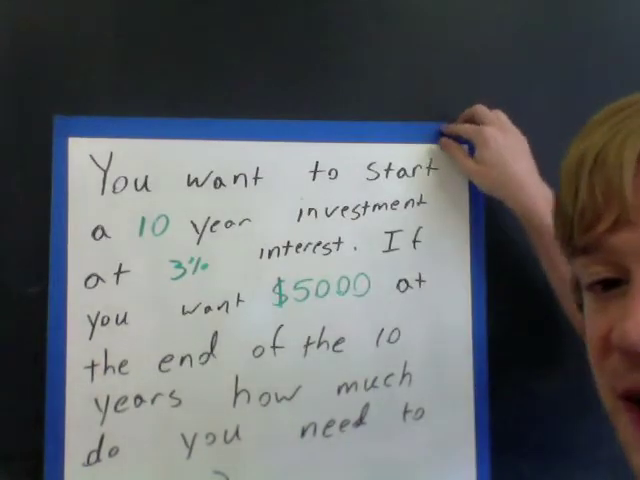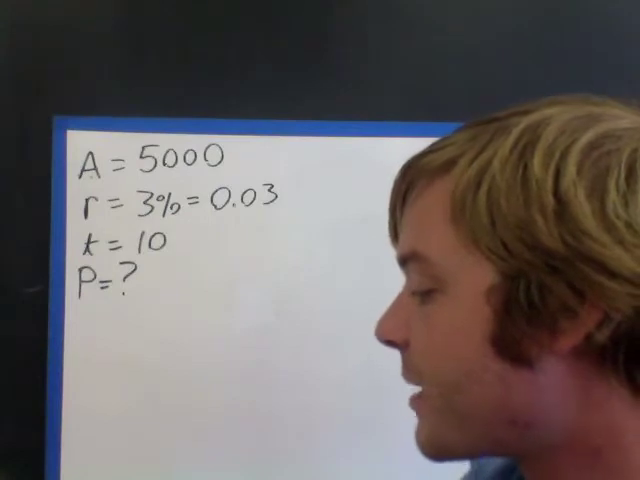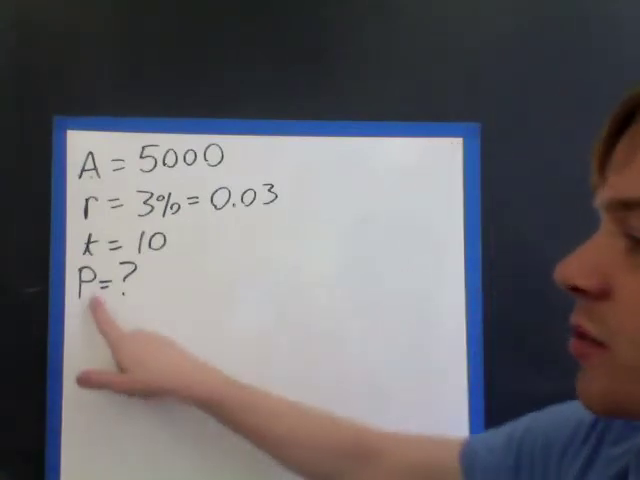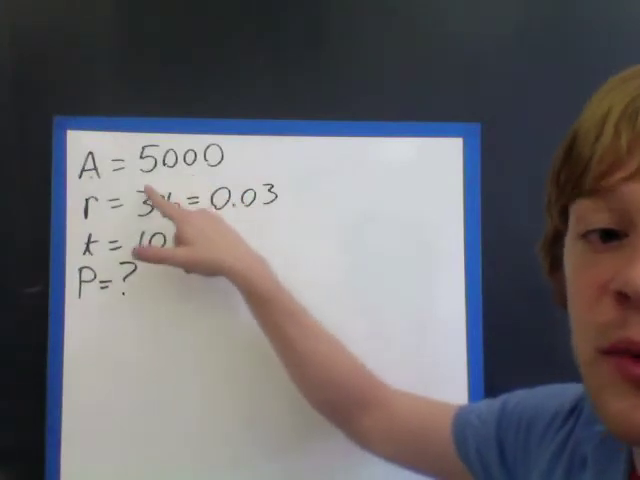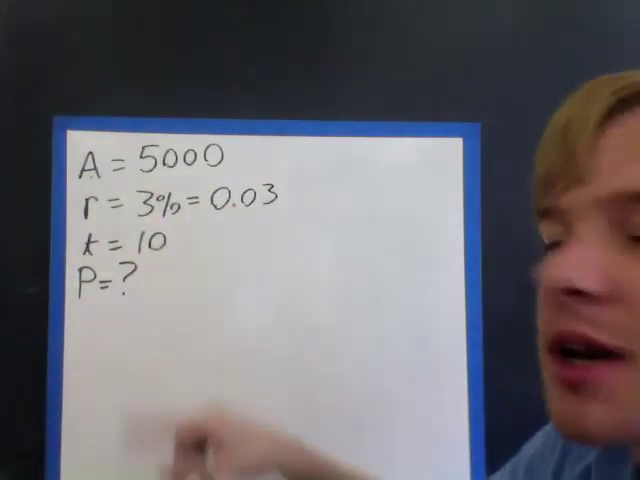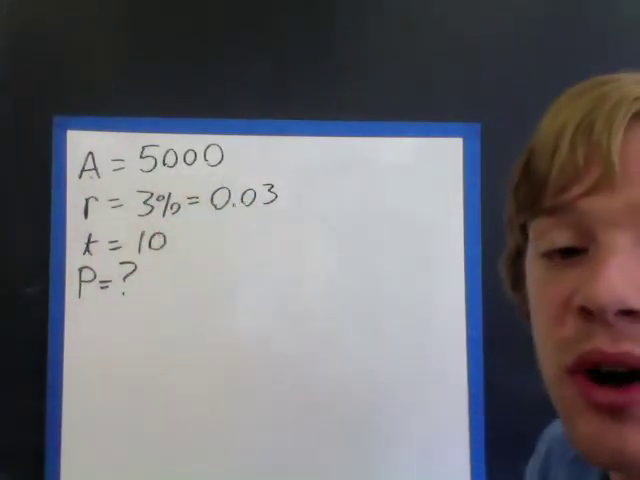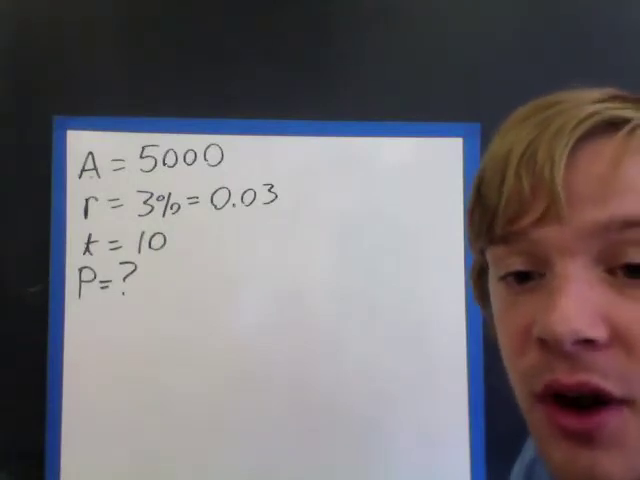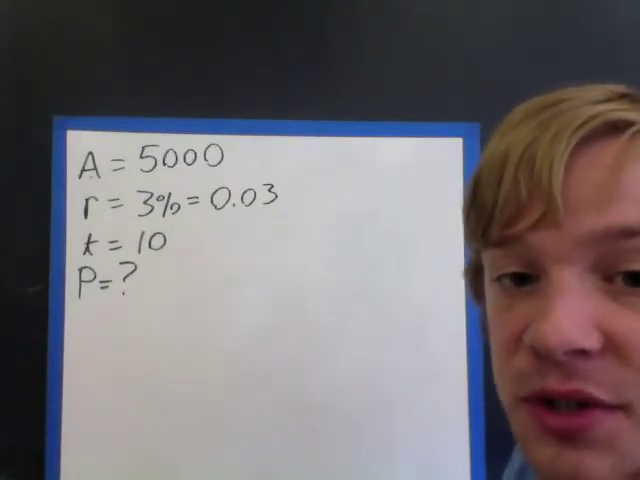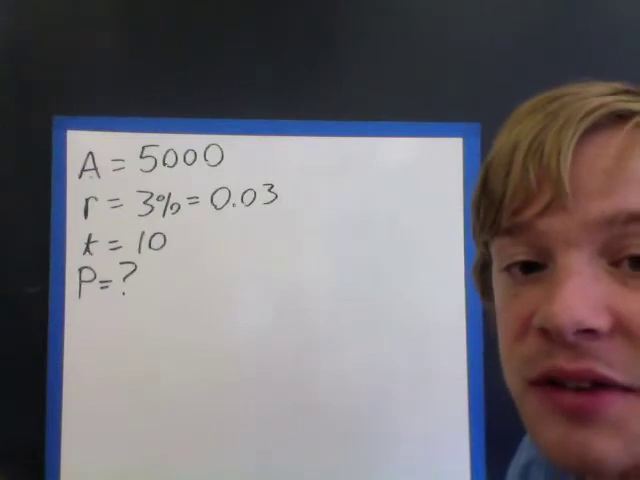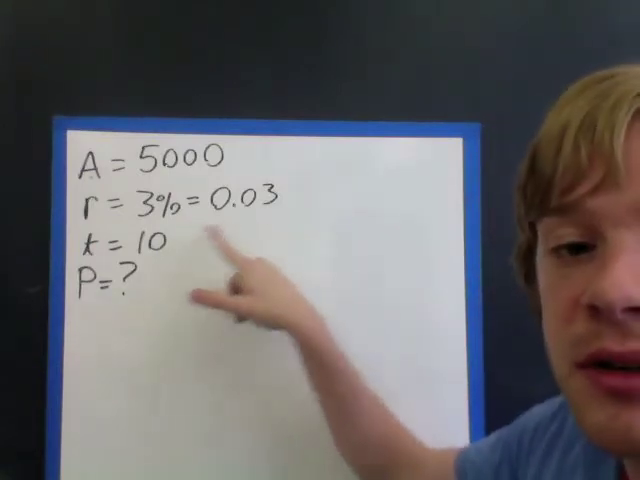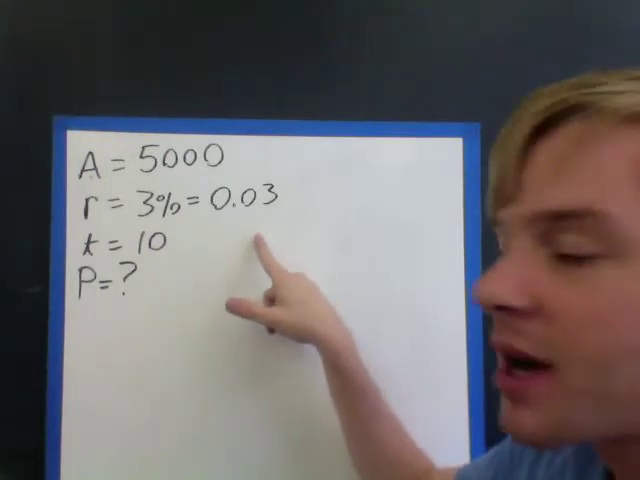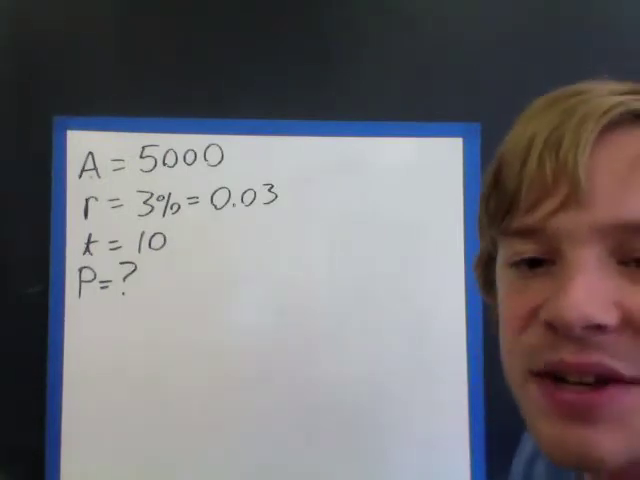So we're going to use the same formula as last time, but this time we don't know what P is. We're looking for P. We have A, we're trying to find P. A is 5,000, so we want our result to be $5,000 at the end of the 10 years. We know our rate is 3%, or 0.03, and we know the time, 10 years.